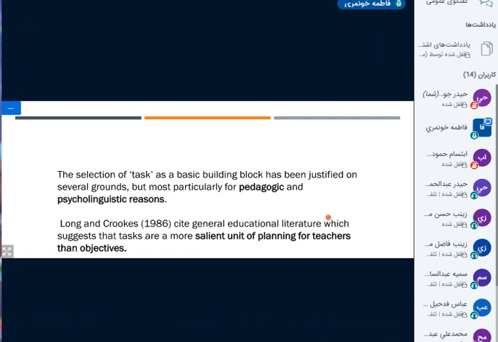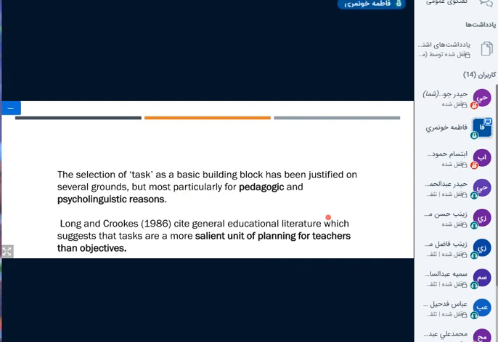the point of departure, as you all know, in the task-based syllabus, just like the procedural syllabus, is the selection of tasks, which is considered as the building block of the syllabus. And they are mostly justified on several grounds, but most particularly, they are justified for pedagogic and psycholinguistic reasons.